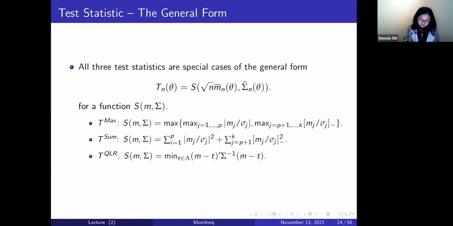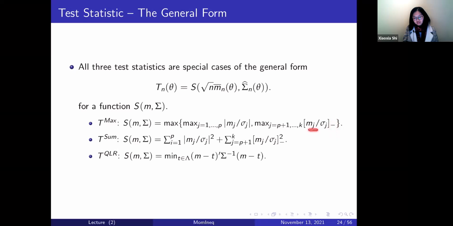that is, they are all homogeneous of degree 1 in this case, and degree 2 in this case, in M. And what's more important, they are all monotone in some components of M, not all. They are all monotone in the last K minus P components of M, right? Because here it's measuring the negative part.